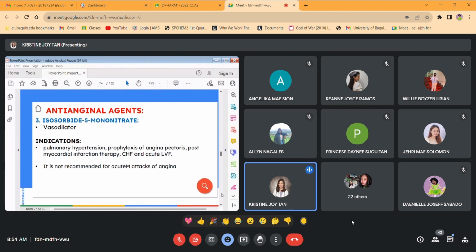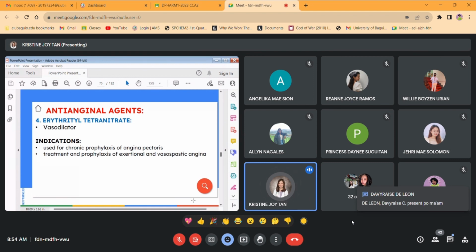So for erythrityl tetranitrate, this is also a vasodilator. So indications, chronic prophylaxis for angina pectoris. So puro siya prophylaxis. So ibig sabihin na prophylaxis is to prevent the development of your angina pectoris. So para hindi ka magkaroon ng attacks of angina pectoris, you use the drug para siyang maintenance therapy.